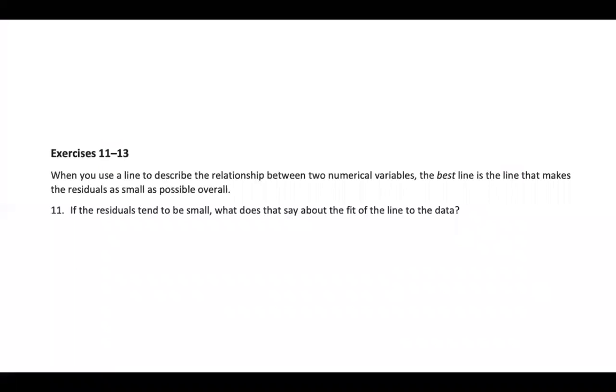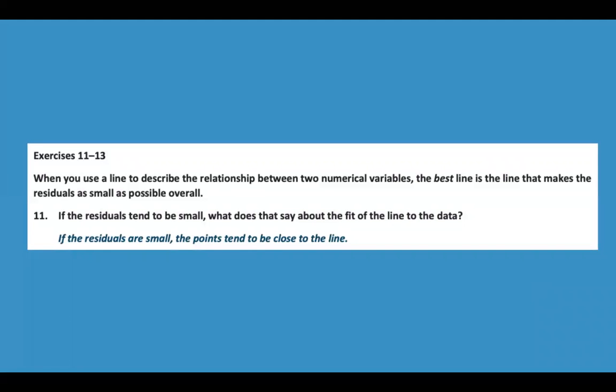So if the residuals tend to be small, what does that say about the line? That all of the points tend to be close, that there's a strong linear relationship. Again, the smaller the residual value is, the closer the observation is to the line. So if the residuals are small, it means that all of the data is close to the line and that the line is a good fit.